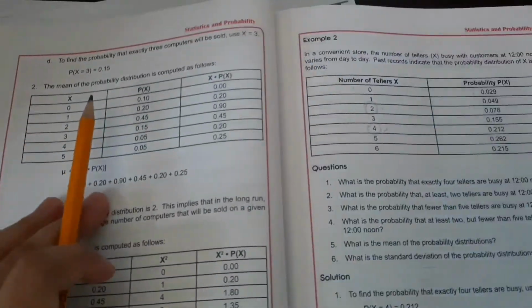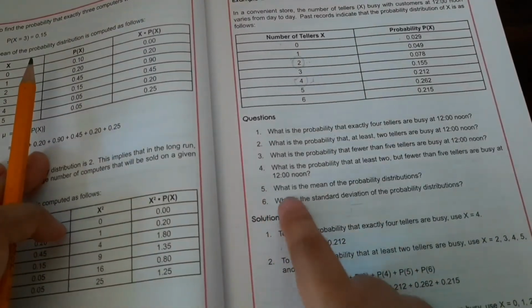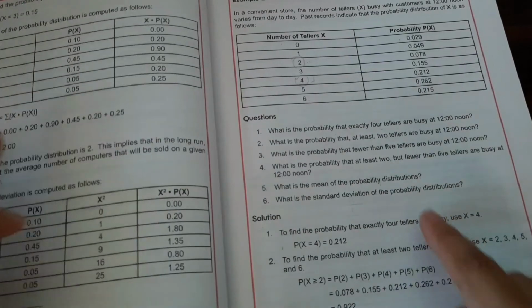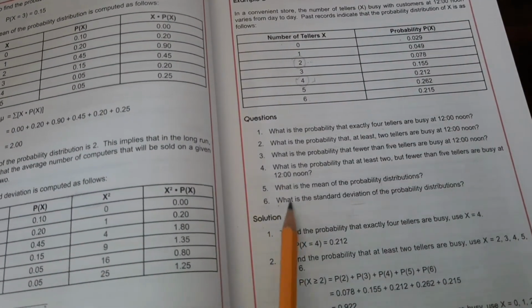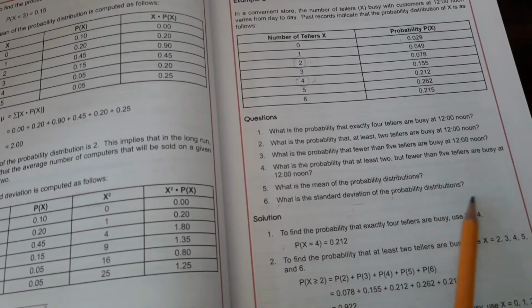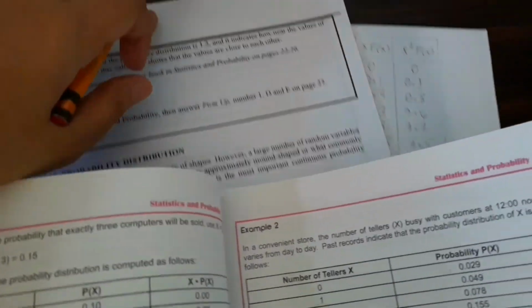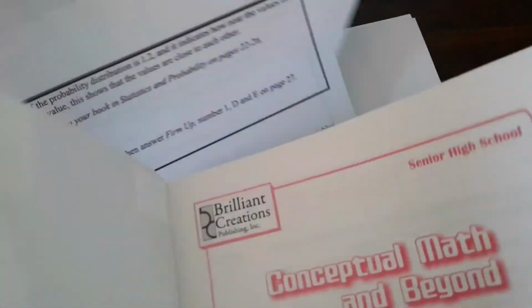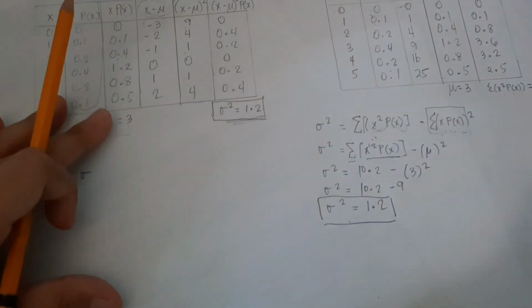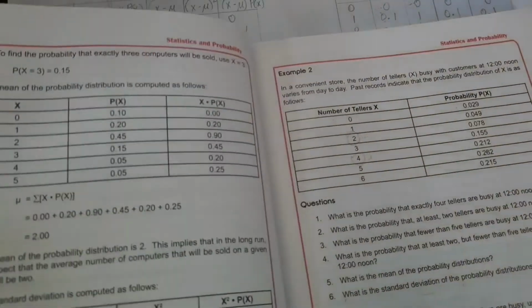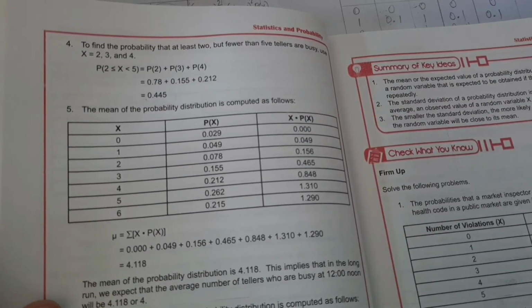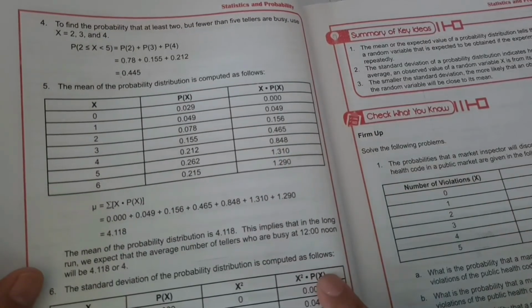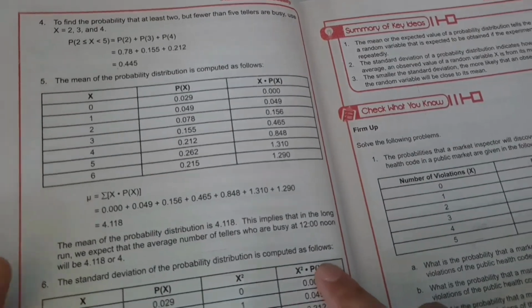And then next is number 5. What is the mean of the probability distribution? Ito yung gagawa na kayo ng table. And then number 6 is, what is the standard deviation of the probability distribution? Ang gagawin nyo is katulad na ng ginawa natin dito. Any method pwede nyong gamitin. Ito yung sa number 5 and 6. Sa number 5, kinuha lang yung mean, and then number 6 is the standard deviation.